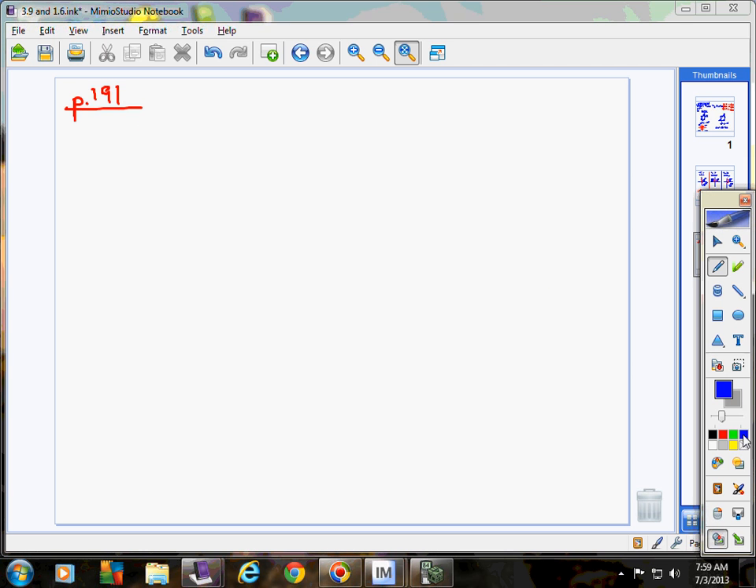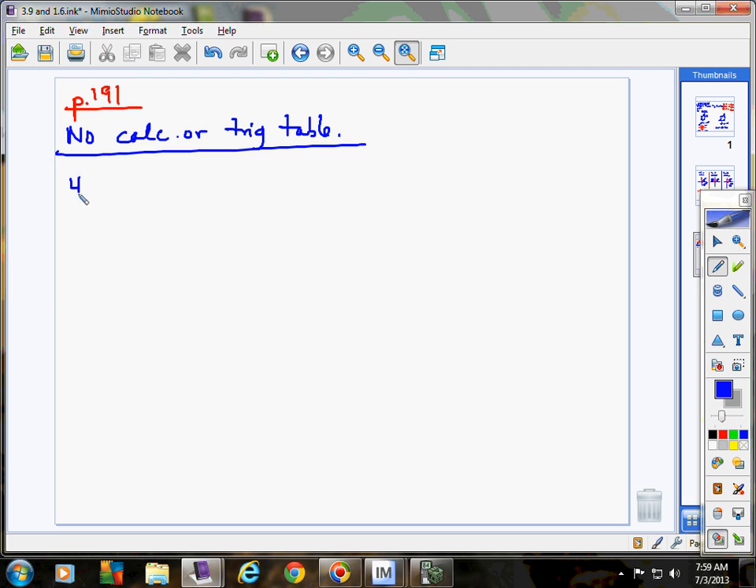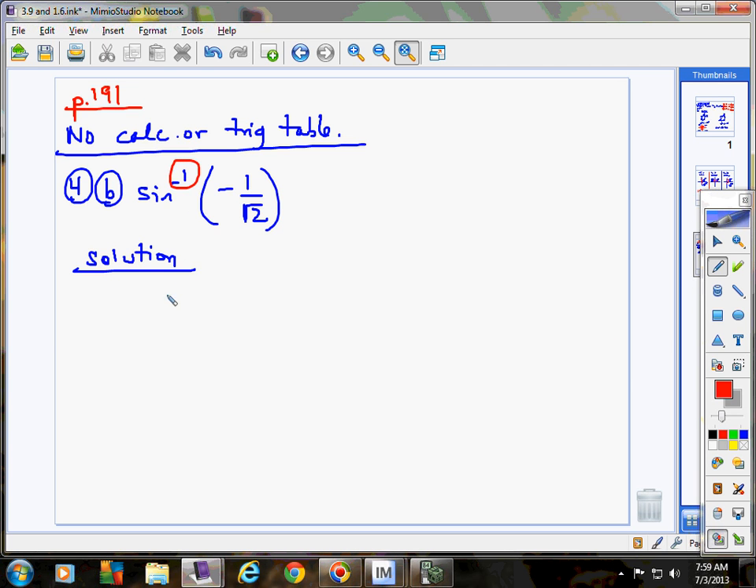Let's look at number 4. The directions in the book even say no calculator or trig table. 4b: inverse sine of negative 1 divided by the square root of 2. All right, so to do this, totally without your calculator, without your book, without your reference trig page I gave you a while back that I wanted you to create for homework to be sure you remembered how to do it from trig. First thing we do is say, all right, this is an inverse sine problem.